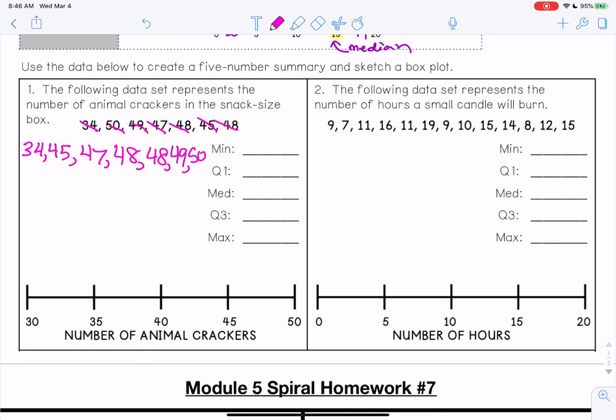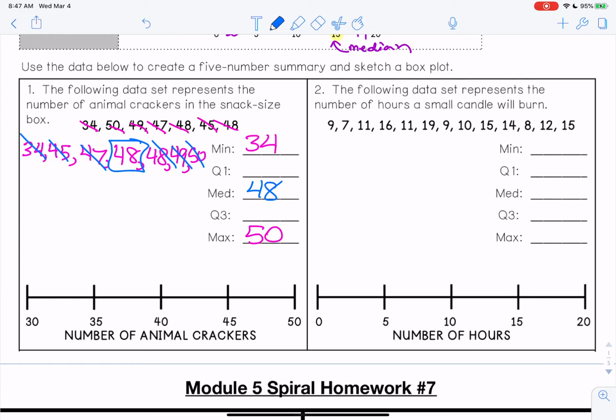All right. I like to cross out the numbers to make sure I got them all. Now, it's really easy when you put them in the order from least to greatest to get some of this information. For instance, the minimum we now know is 34, right? And the maximum, we can just look at this and say it's 50. For the median, we need to find the middle number, so we're going to cross these out. And we see that 48 is the median.